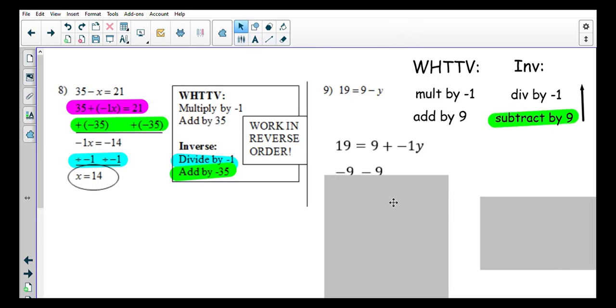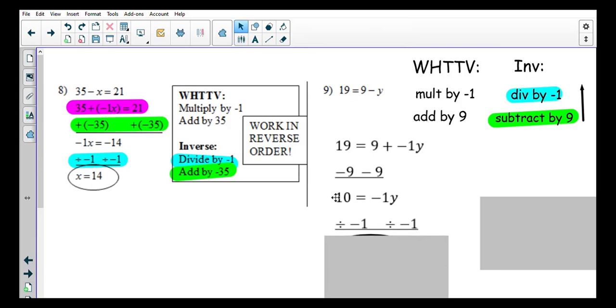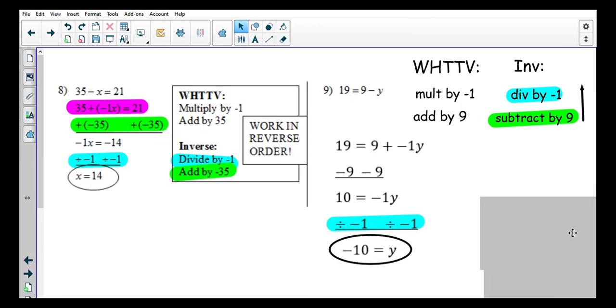Let's go ahead and do that. If I try to add by 9, these are not going to cancel out. A 9 minus 9 becomes 0, and you're left with negative 1y equals 19 minus 9, which is 10. Now what we want to do is divide both sides by negative 1. So we'll go ahead and divide both sides by negative 1. 10 divided by negative 1 is going to get us negative 10 for our solution.